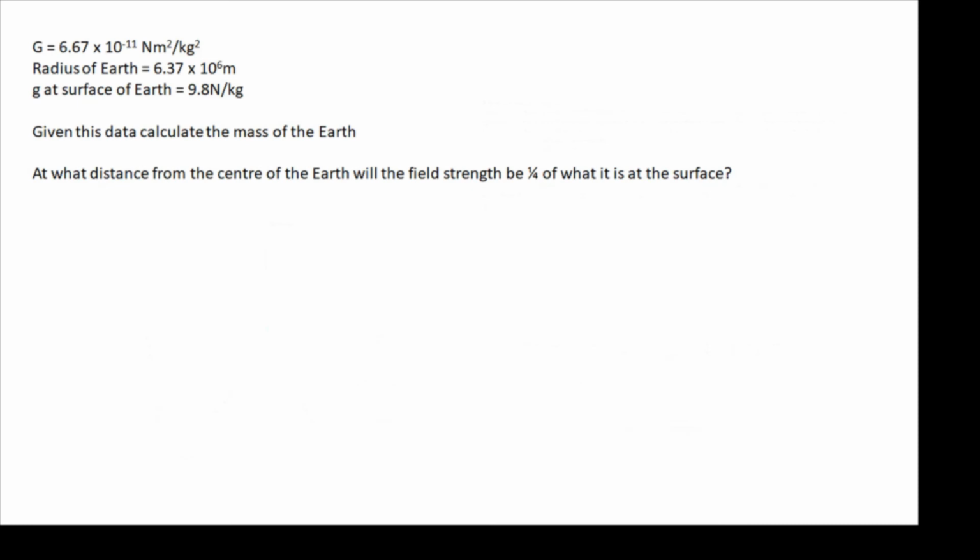Here's a question. So there's some data about the Earth, and basically calculate little g at the surface of the Earth. Calculate the mass of the Earth. And at what distance from the center of the Earth will the field strength be a quarter of what it is at the surface? So have a go at them.